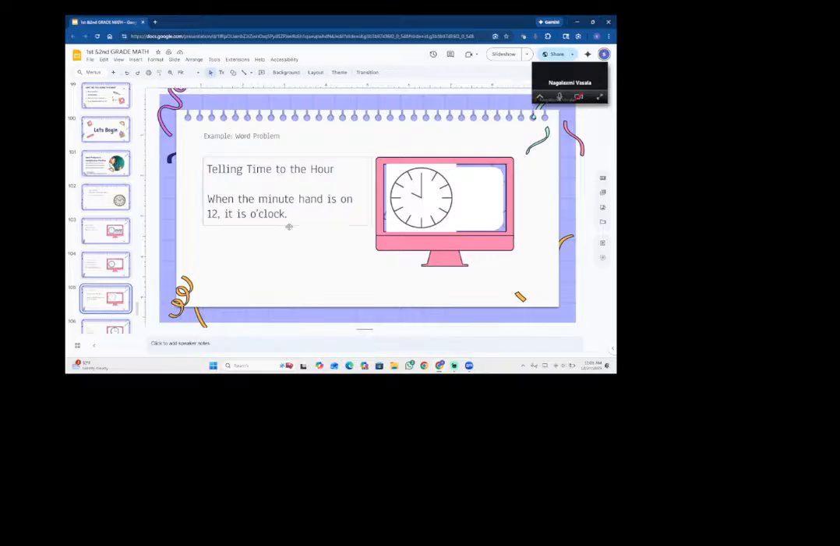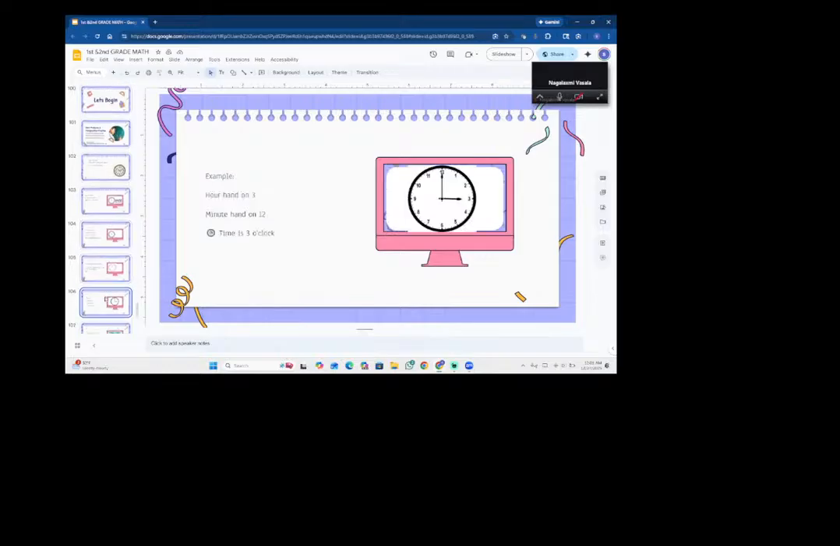Telling time to the hour. When the minute hand is on 12, it is o'clock. So 1 o'clock, 2 o'clock, 3 o'clock, 4 o'clock. When this long hand is straight upwards, it's o'clock. Example, hour hand on 3. So the minute hand is at 0 and the hour hand is at 3. So it's 3 o'clock.